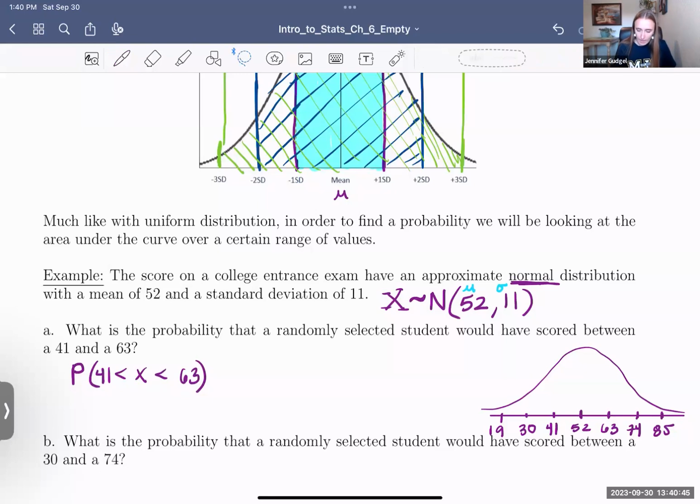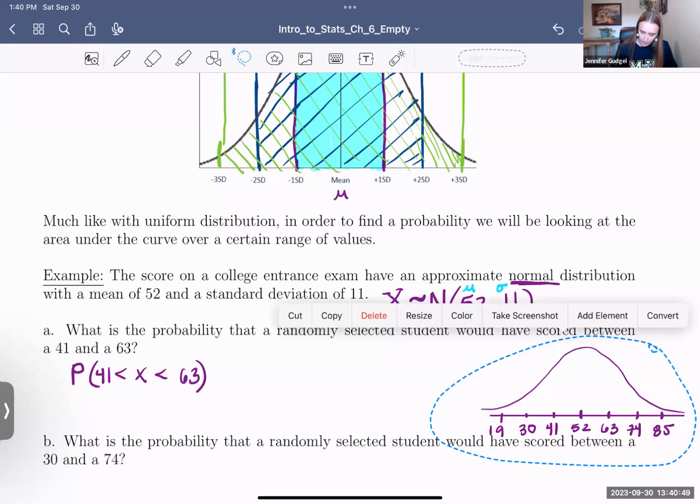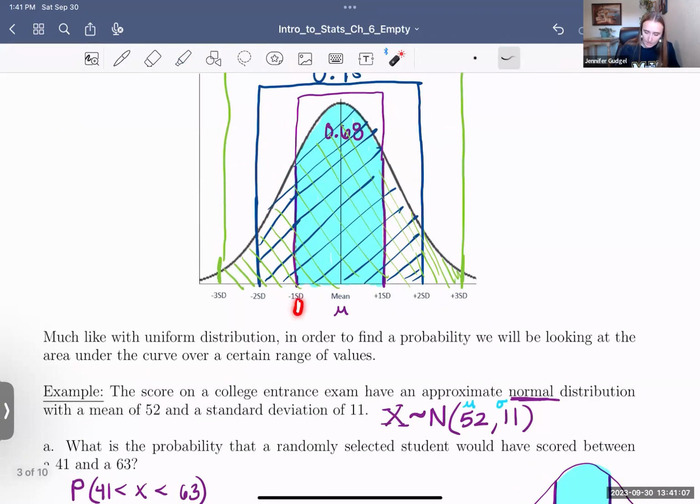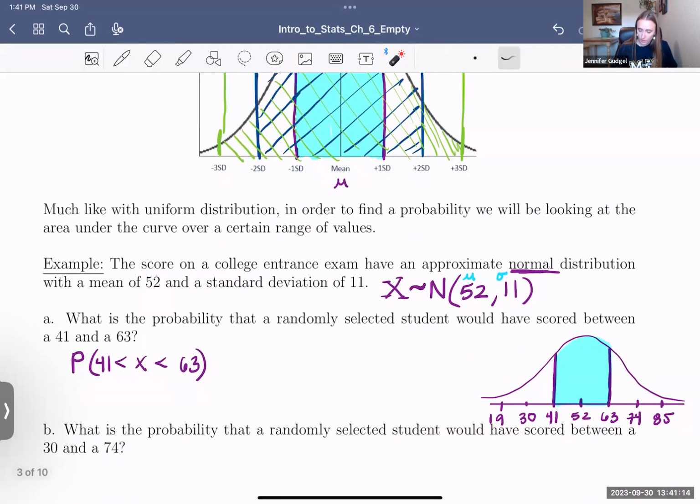All right, when I'm looking at my between, let's highlight just to start practicing that too, okay? I drew my picture. We are going between 41 and 63, and we're looking for this area under the curve. That is the corresponding probability between 41 and 63. Well, we can see with our empirical rule, that is 1 standard deviation to the left of the mean to 1 to the right. So that is a 0.68 or a 68%.